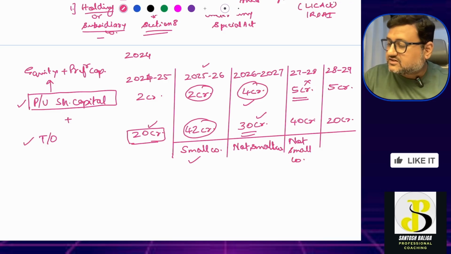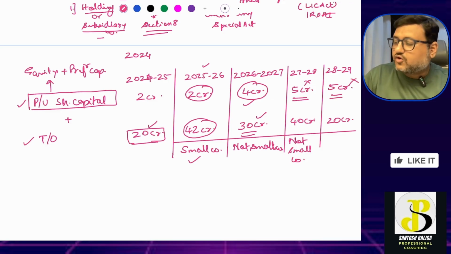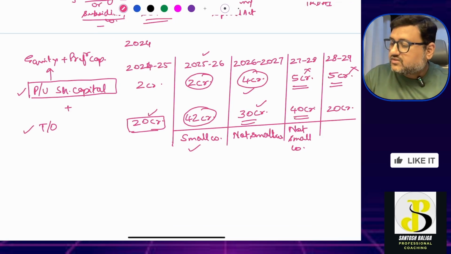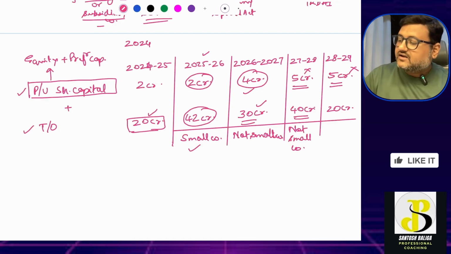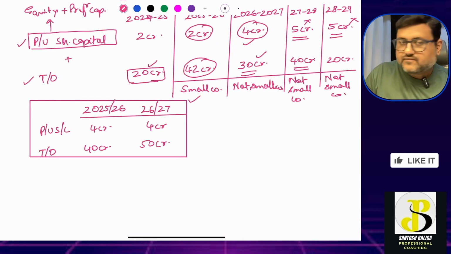Now in the last scenario, paid up share capital again is 5 crores, so that particular criteria is not met, and the turnover is 40 crores, that is met, but still it is not a small company.